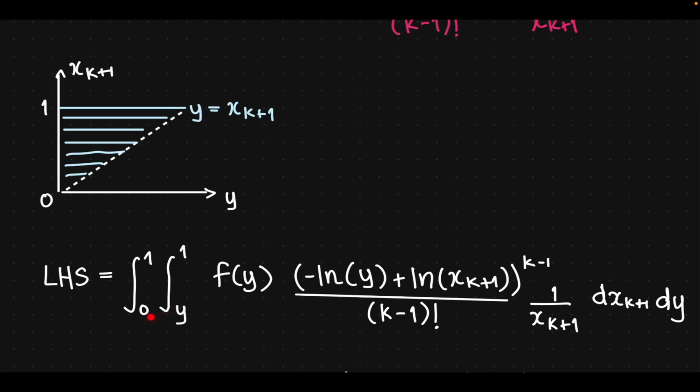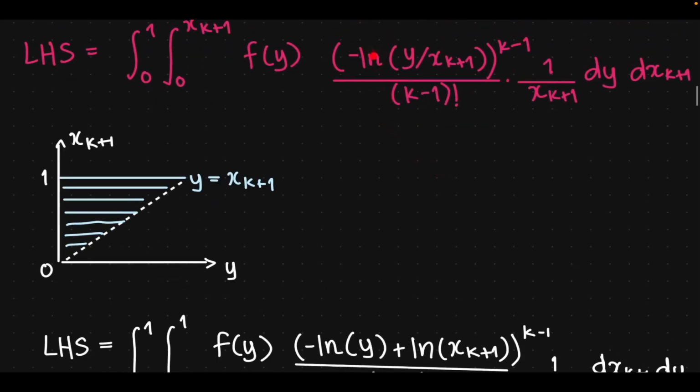So the LHS equals integral 0 to 1, integral y to 1, f of y times minus ln y plus ln x_{k+1} over k minus 1 factorial, where the numerator is raised to the k minus 1 power, times 1 over x_{k+1} dx_{k+1} dy. All I've done here is simplify this ln of y over x_{k+1} using the quotient of arguments to difference of logs formula. So ln a over b is ln a minus ln b, with the minus sign compensated by the minus from the quotient.